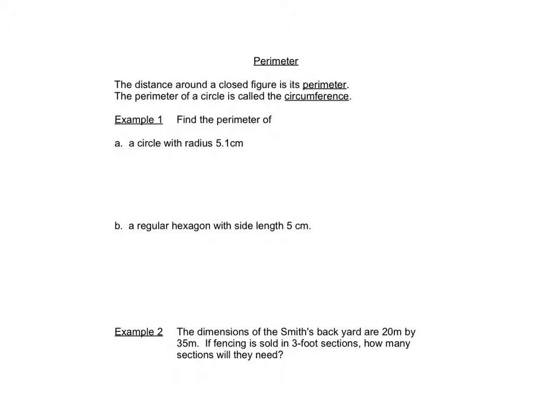The first one is a circle with a radius of 5.1 centimeters. Let's recall first of all that we can find the circumference of a circle when given its radius by using the formula c equals 2 pi r, and replacing the r with the radius, which is 5.1. A quick calculation tells us that the circumference of this circle is approximately 32 centimeters.